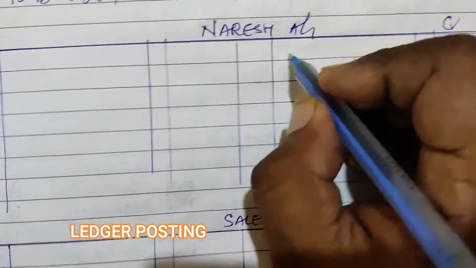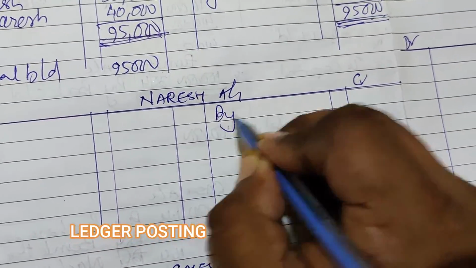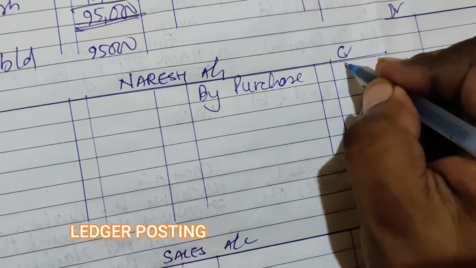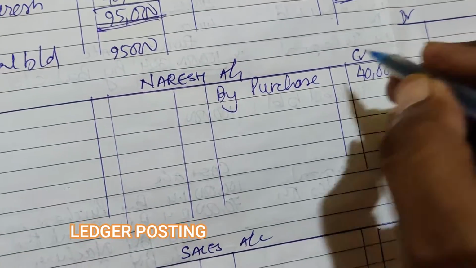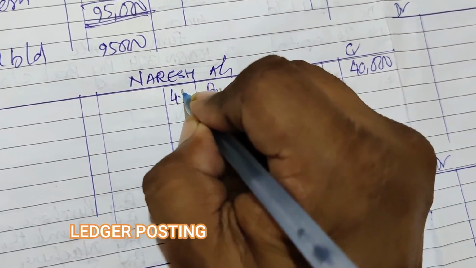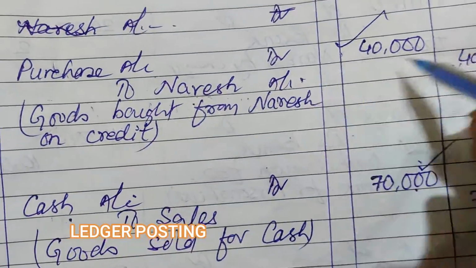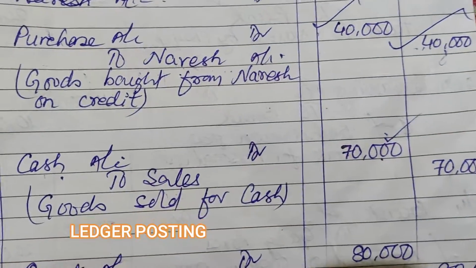Naresh account is created. What do you write? Naresh account by purchase. How much amount? 40,000. The date is 4th April. So here on 4th April Naresh is credited. Now I will tick Naresh account also. Naresh account is also posted.